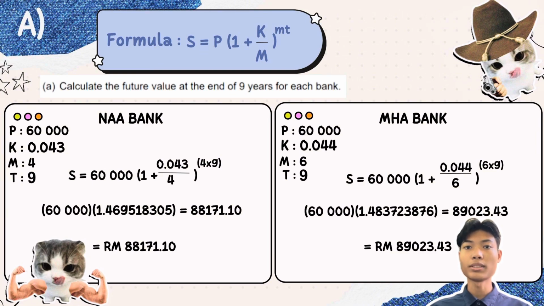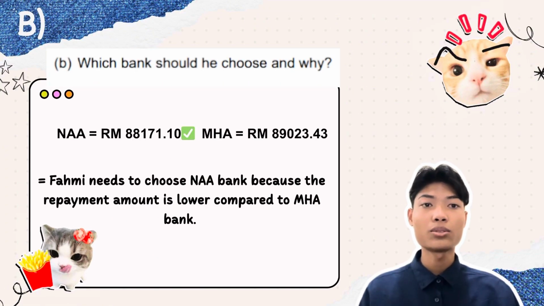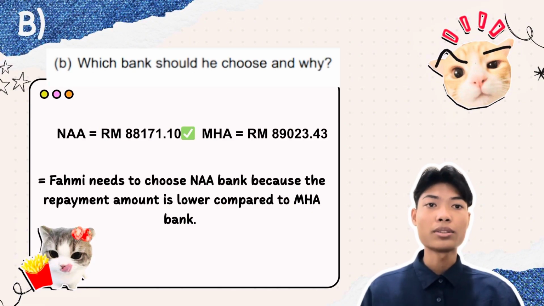For NAA Bank, the information is P equal to 16,000, k equal to 0.043, m equal to 4, t equal to 9 years. After that, just substitute all the information into the formula and get the final answer, which is RM88,171 and 10 cents. Same goes to MSI Bank. We can just use the same way that we use for NAA Bank and get the final answer, which is RM89,033 and 43 cents. For B, Fahmi needs to choose NAA Bank because the repayment amount is lower compared to MSI Bank.